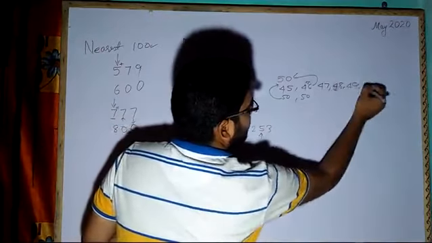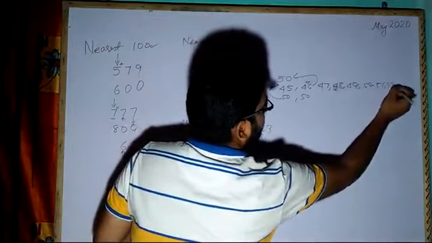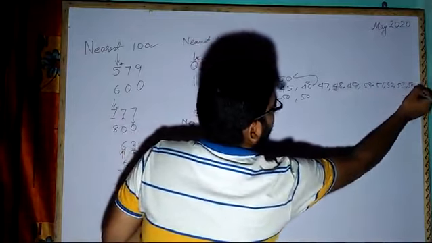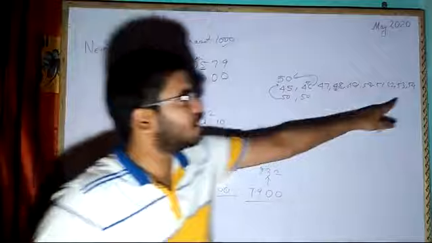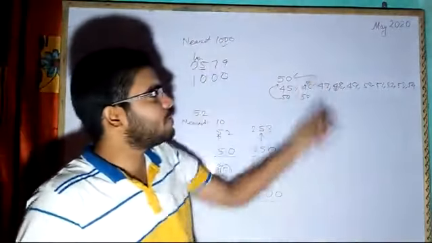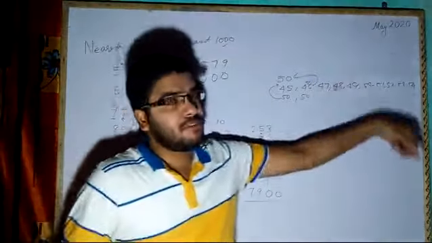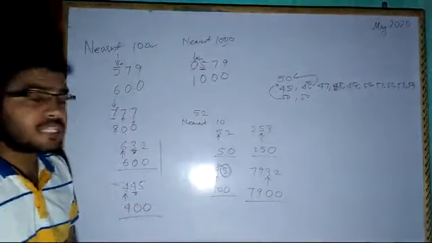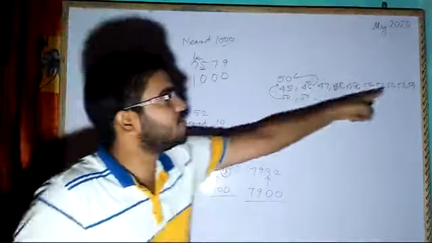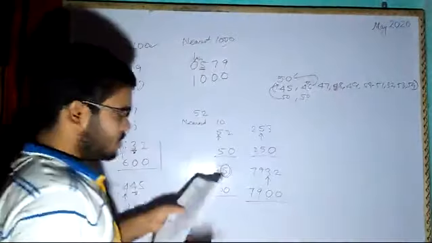49, 50, 51, 52, 53 and 54. All these numbers, 54 will be rounded off to 50, 53 will be rounded off to 50, 51 and so on. 55 will be rounded off to 60. So we cannot write 55. So the number varies from 45 to 54. All these numbers will be rounded off to 50.